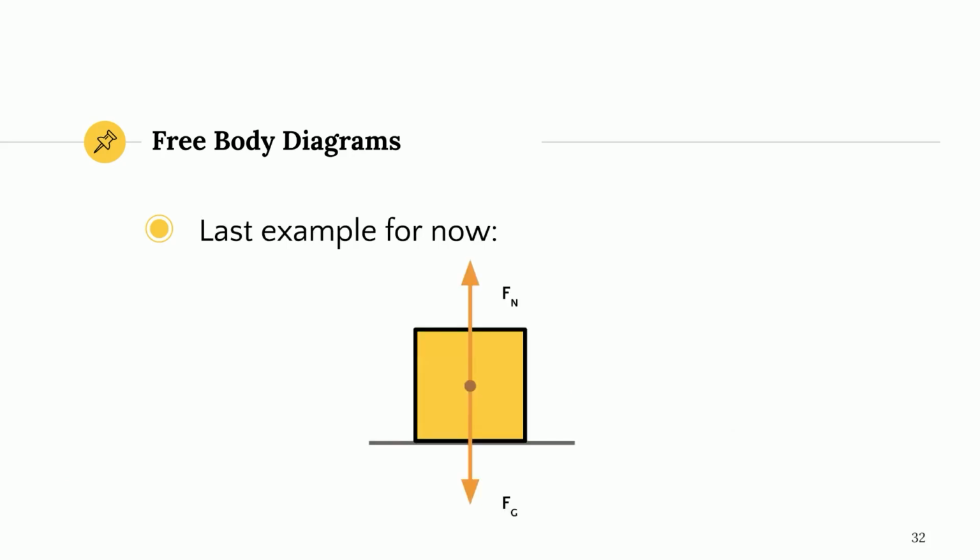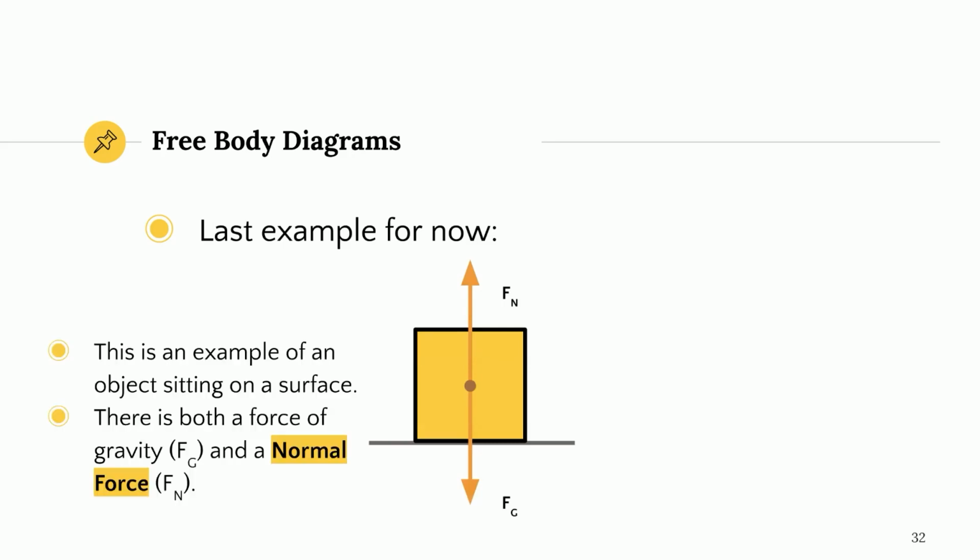Here's the last example for now. We have two forces. This is an example of an object sitting on a surface. That's what the gray bar is. It's just a surface of the ground. There is both a force of gravity going downwards, and now we have a normal force going upwards. Now, this normal force is very important to understand. Essentially, if you're standing on the ground, force of gravity is still pulling you down, but there's another force, the surface pushing back up against it in order to make sure you don't fall into it. As long as the floor underneath you doesn't collapse, the normal force is going to be equal to the force of gravity. Note for later, this force is balanced.